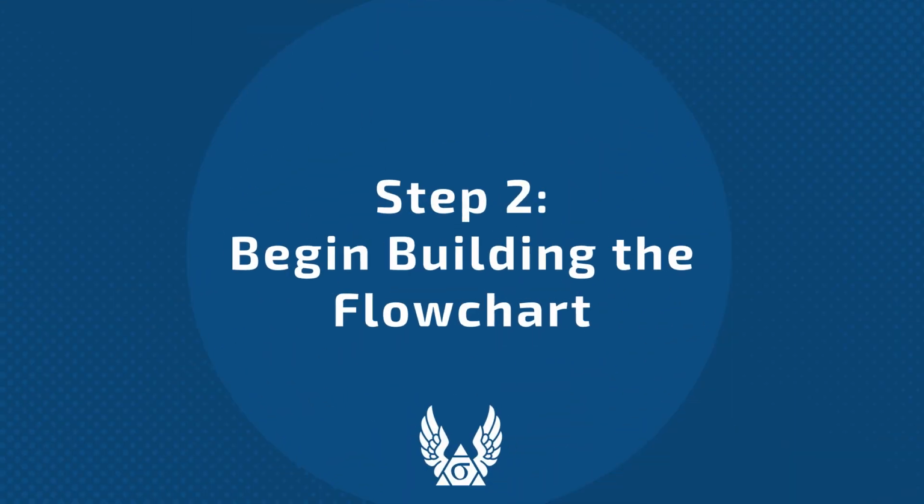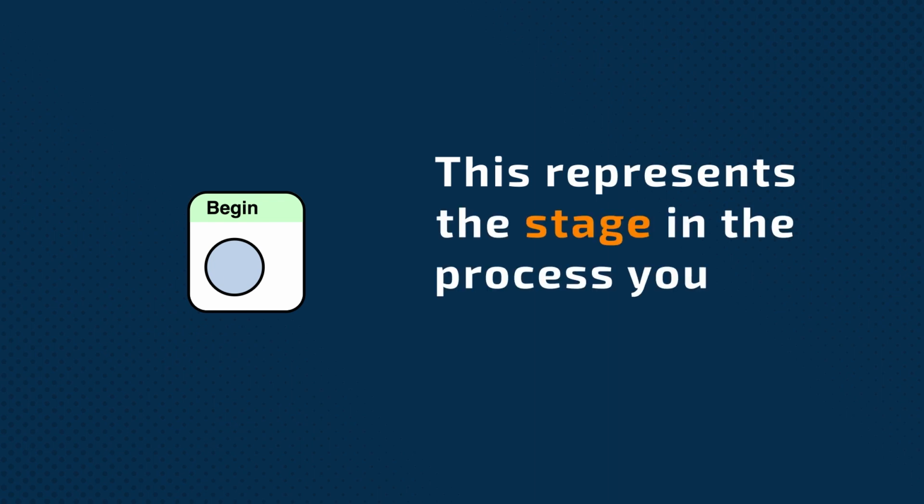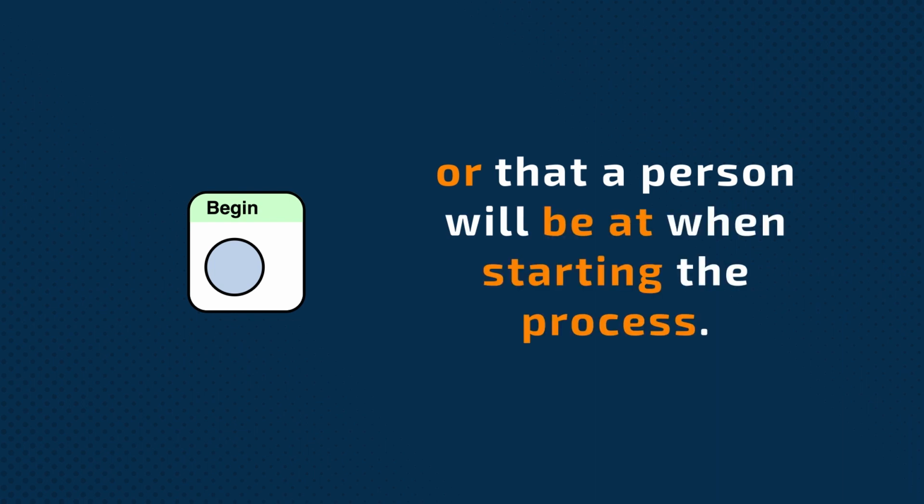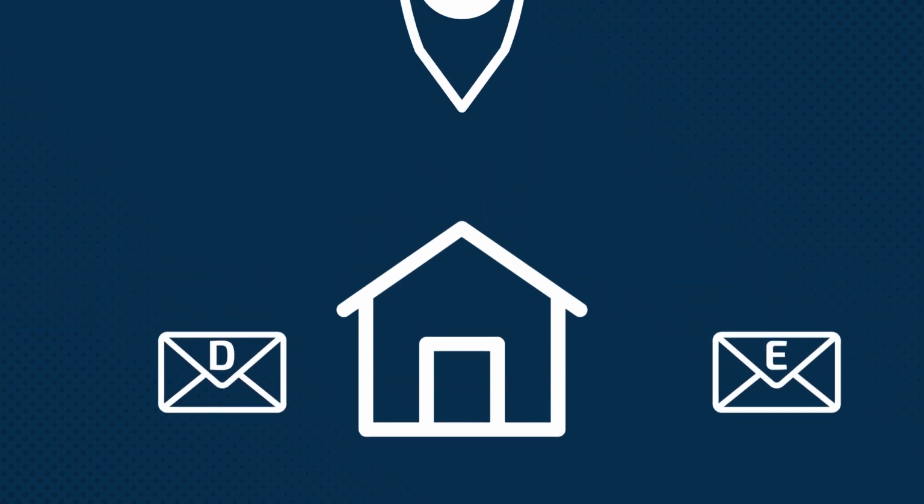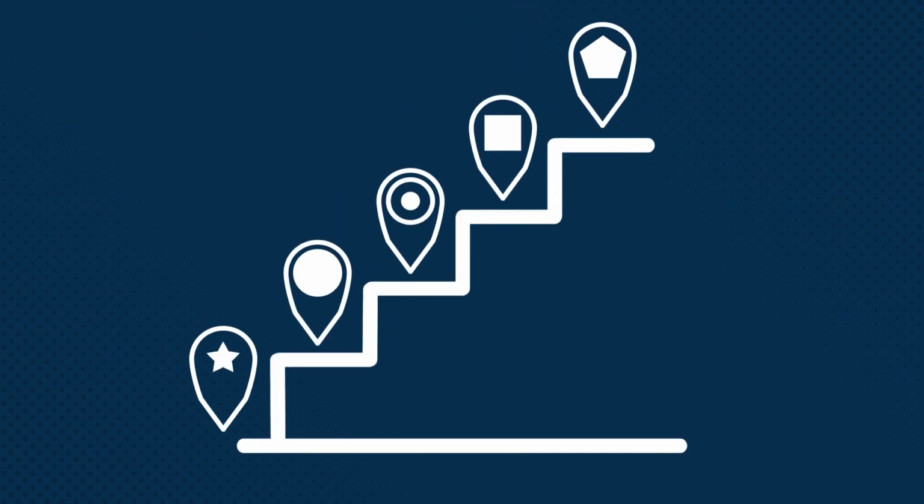Step 2. Begin building the flowchart. To begin a flowchart, you can add a begin entity to your canvas. This represents the stage in the process you are currently at, or that a person will be at when starting the process. This may prove particularly difficult to identify if the process you are recreating loops back on itself, connecting the end to the beginning. In this case, you can choose the most logical of the steps to start with. Once you have your beginning properly established, you can continue adding steps to your diagram.